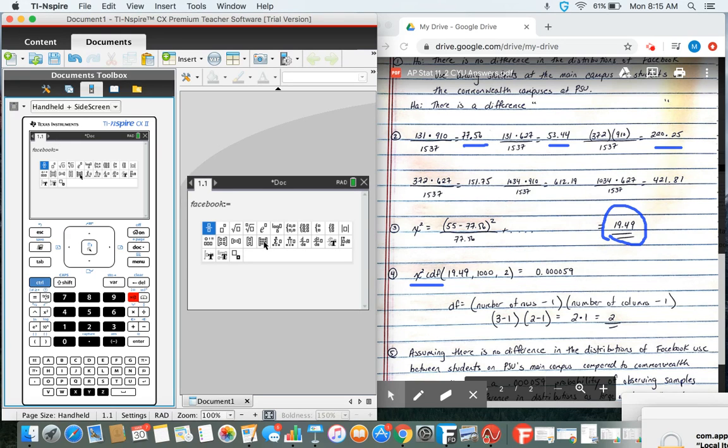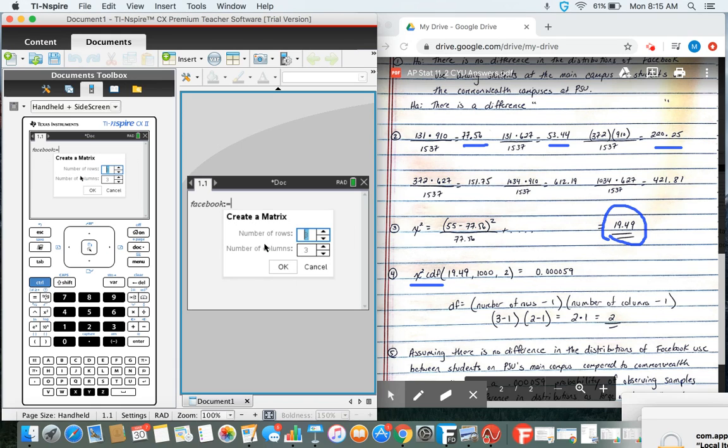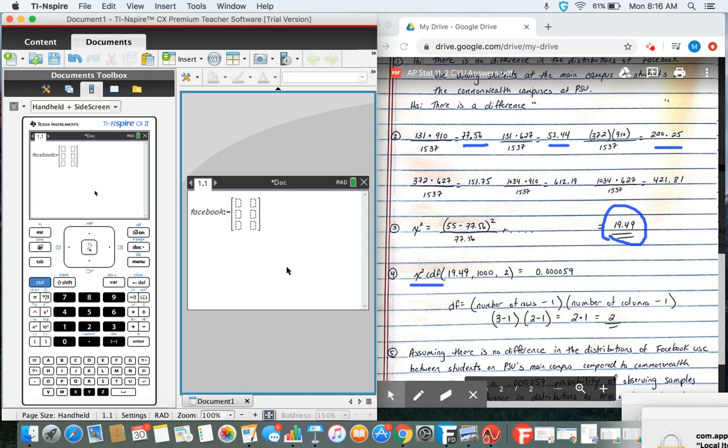And our options for matrix, once you hit right here, this 3x3 button that's in the calculator, a box should appear. And now you can designate however many rows and columns are in the data that you're given. But we have 3 different rows, and we only have 2 columns. So we'll change that, all right? And now we're just going to enter the data that we were given originally, just like you see it, we have 55, 215, and 640.